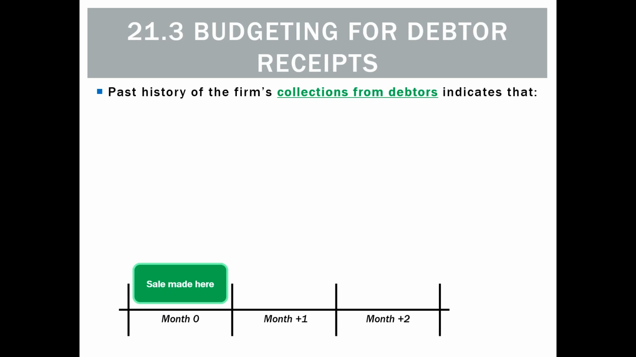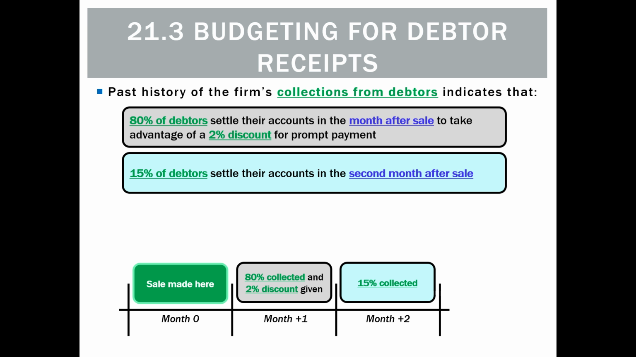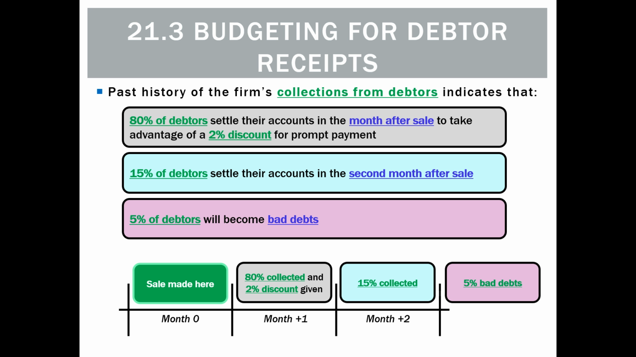And here's what we're told. We want to figure out how much money we're going to get from debtors during July. We're told that 80% of debtors will settle their accounts in the month after sale, and those people will get a 2% discount. So if we made a sale in month 0, whatever month it is, doesn't matter, in the next month, month plus 1, 80% of those people will pay us back and they'll get given a 2% discount. Then 2 months later, we'll get 15% of those debtors in the second month after sale, and that'll leave 5% of debtors who will become bad debts and never pay us.